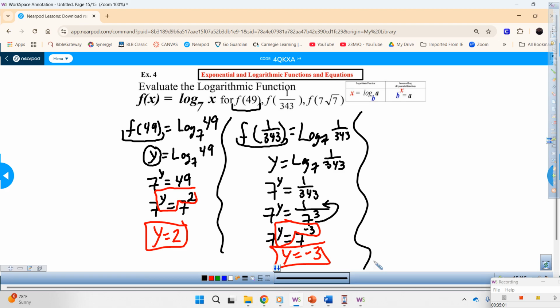All right, the last one, see if you can do the last one by yourself. 7 square root of 7. If not, tomorrow we'll review that one once we get into class, but I'll stop right there.